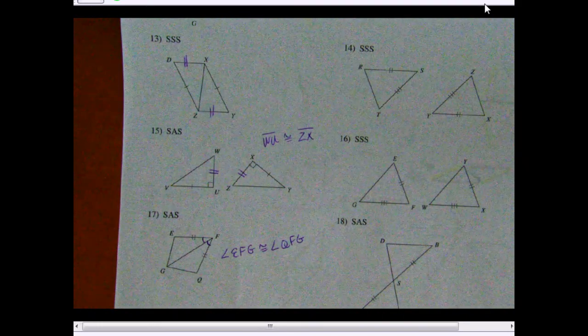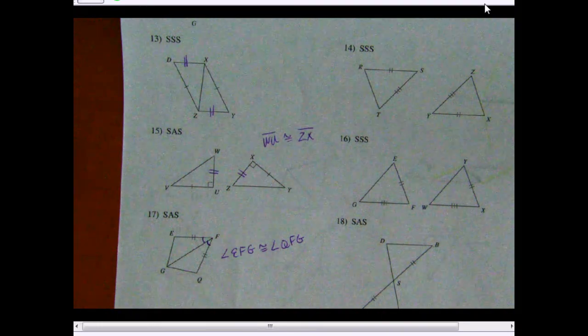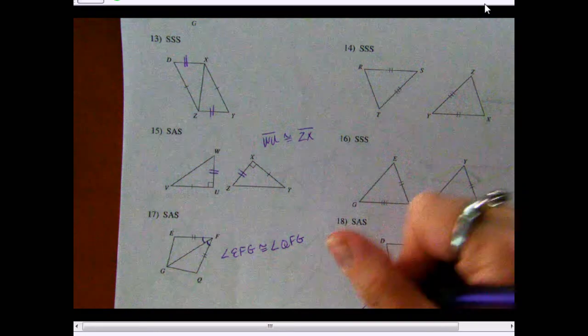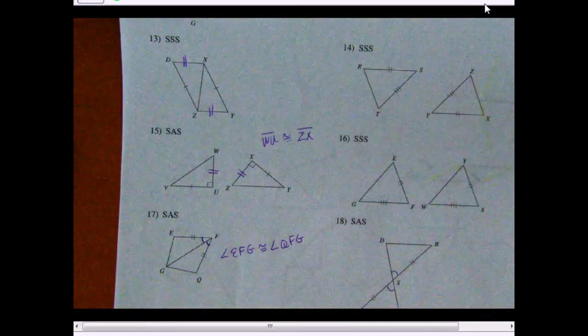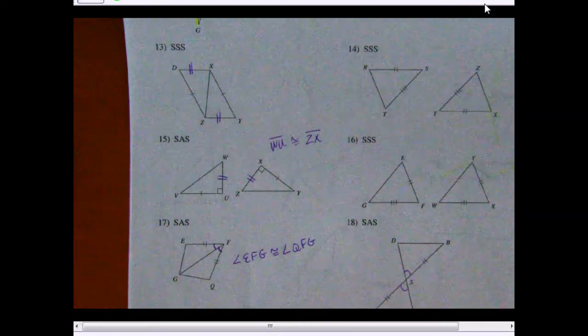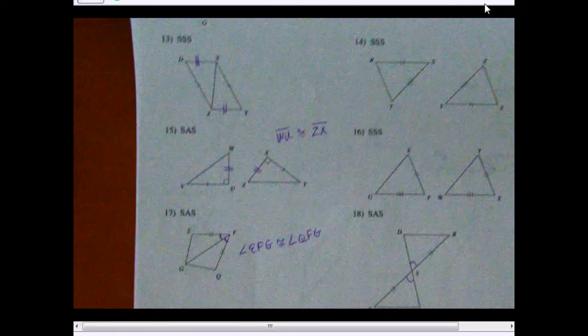On 18, you're missing 2 pieces of information. Oh, no, you're not. Sorry. These are already congruent because they're vertical. So you're missing 1 piece of information. Okay. So any more questions on those?